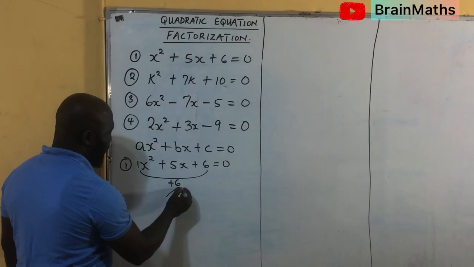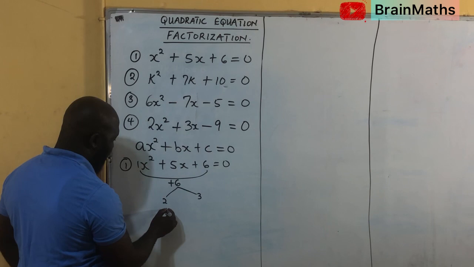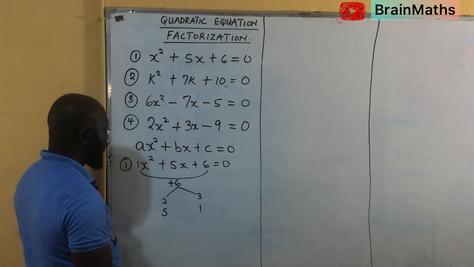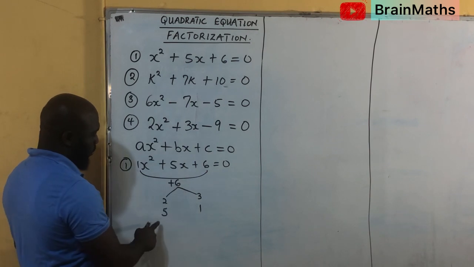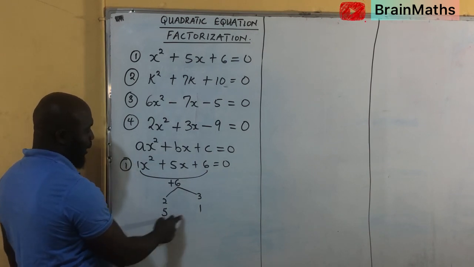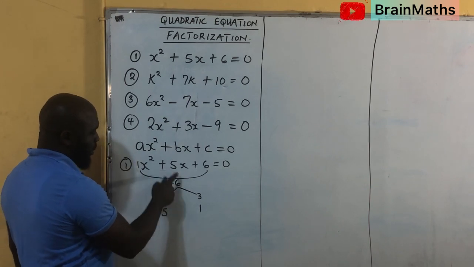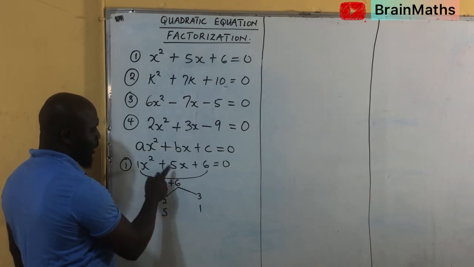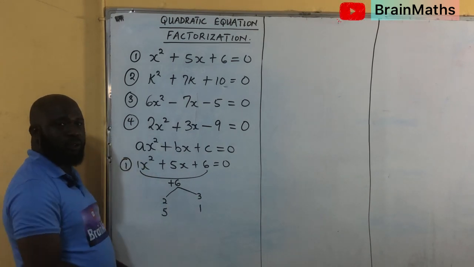So the factors are 2 and 3. Then we also have 5 and 1. We can rewrite 2 and 3 to give us 5. We can also look at 5 and 1. If we add 5 and 1, we are going to get 6, but if we subtract, we are going to get 4. So meaning 2 and 3 are in the best position to be used.